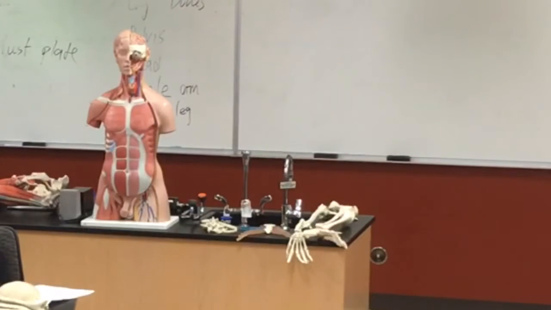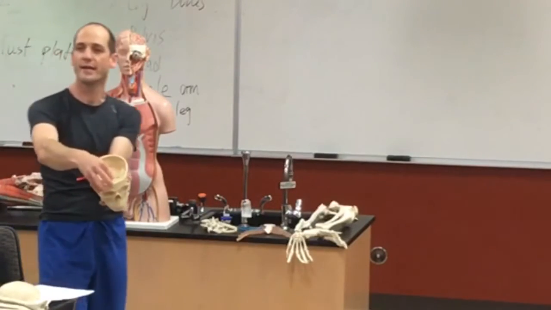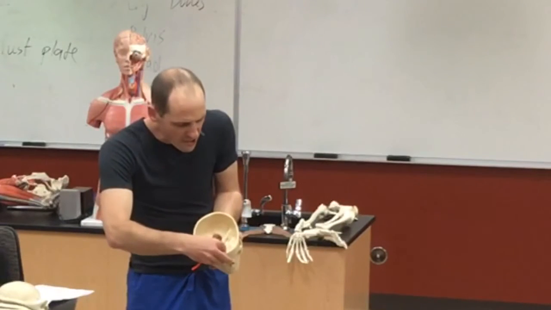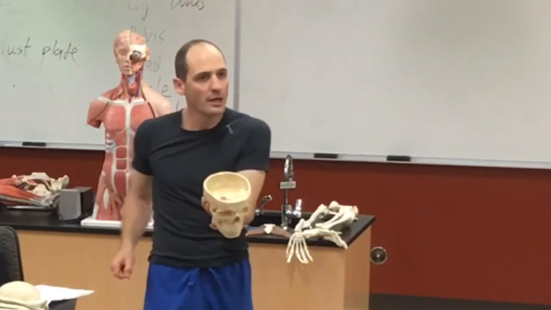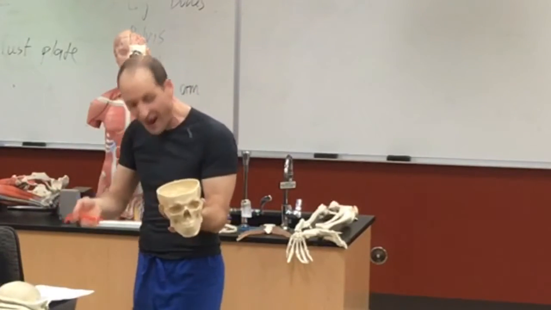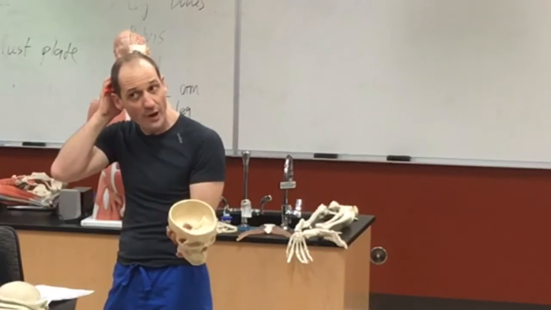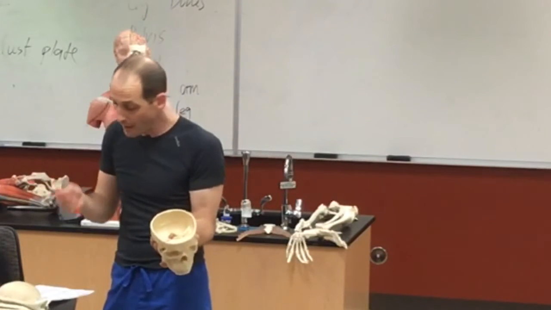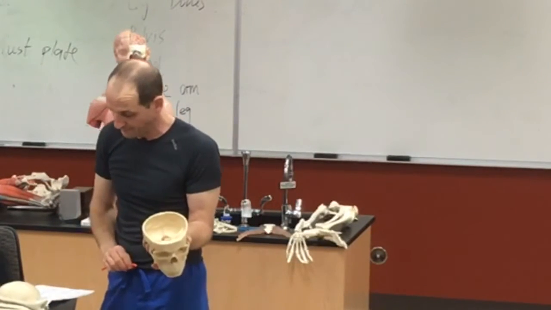Next to the crista galli, you've got a little area where there are holes in it. There aren't really holes in these plastic skulls, but you see these little indentations, and that's known as the cribriform plate. That's actually where the nerves from the olfactory system come up into the brain. So the smelling comes from there. So that's the cribriform plate.